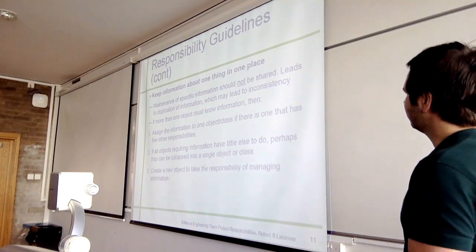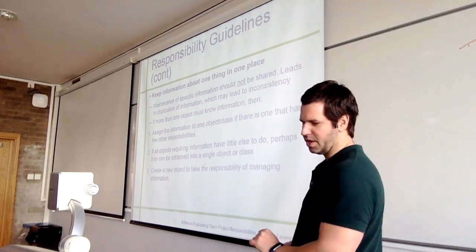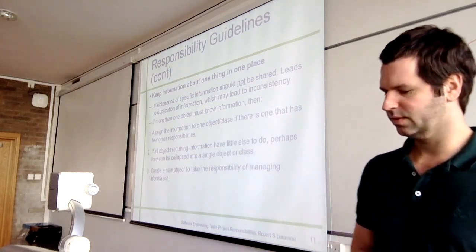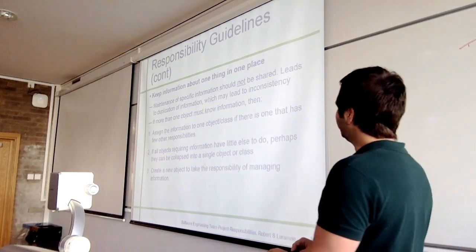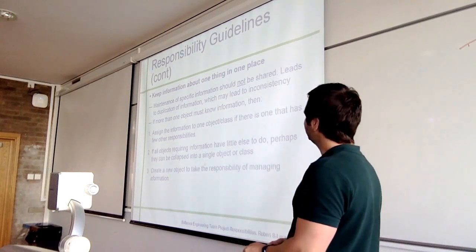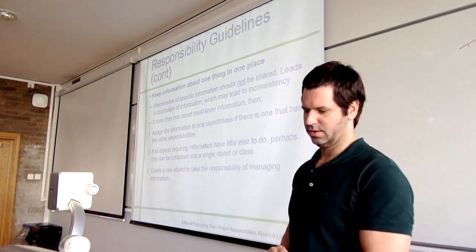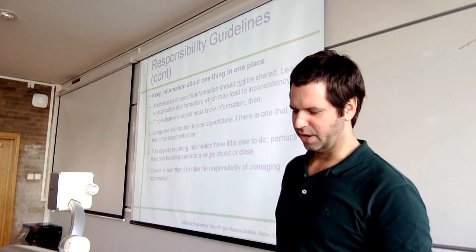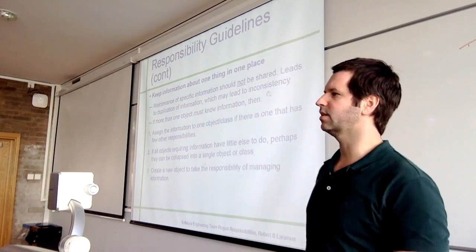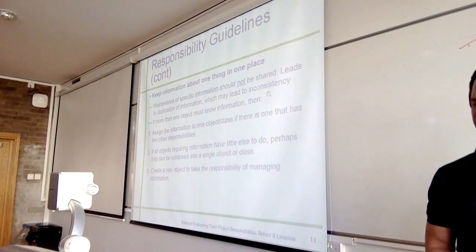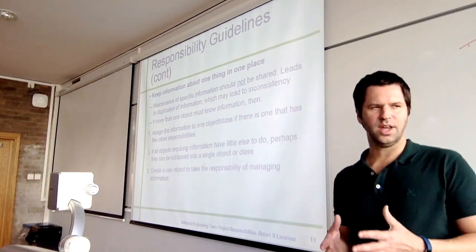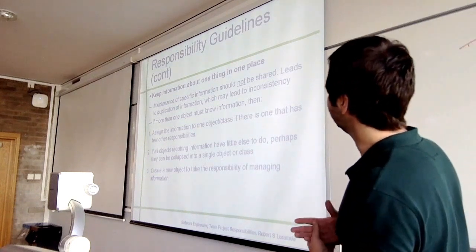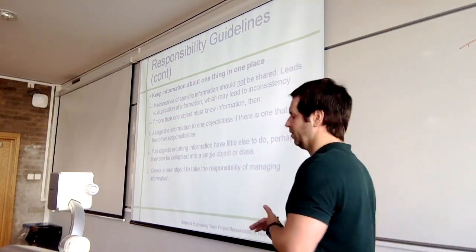And this is what we talked about a little bit already, keeping information about one thing in one place. So maintenance of specific information should not be shared, right? This leads to duplicate information, which may lead to inconsistency. Right? If we try to maintain the same information in multiple places, it inevitably becomes inconsistent.